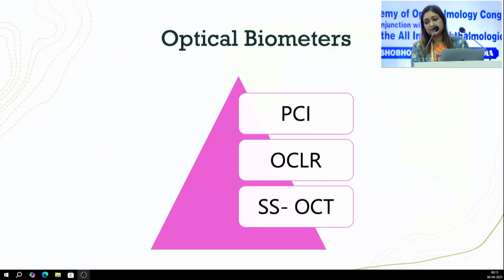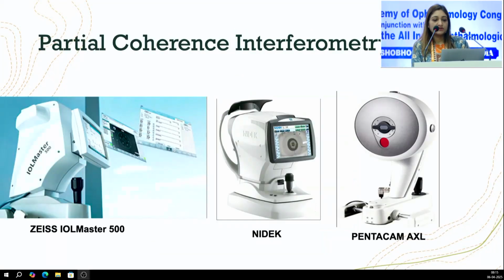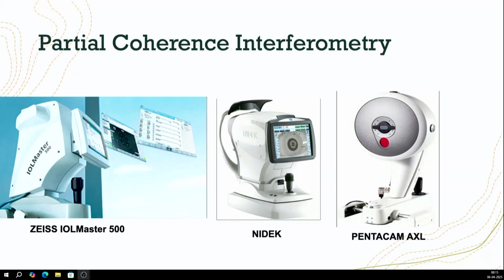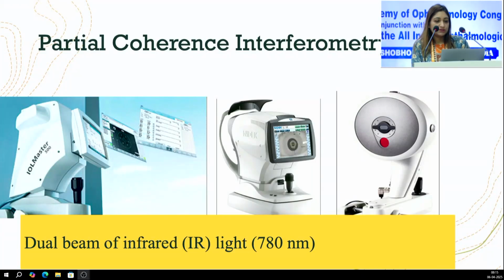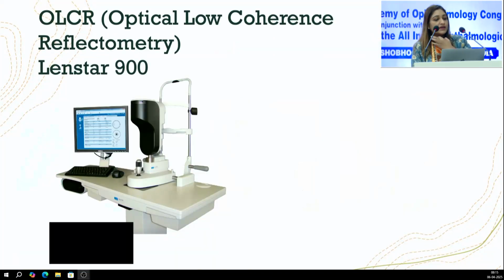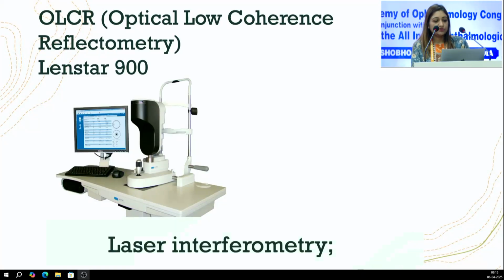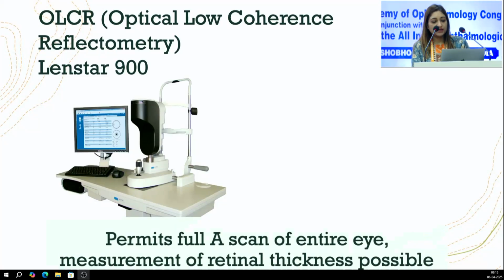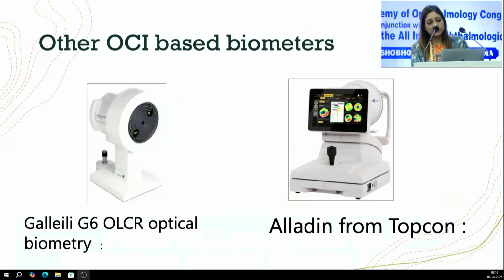So the optical biometers can be divided on the basis of the technology. First one is partial coherence interferometry based biometers. In this, Zeiss IOL Master 500 is the prototype, and it is based on interferometry, and axial length is measured. Then came the OLCR based biometers. So the Lenstar 900, which we also have, is the prototype. It permits a full A scan of the entire eye, including the retinal thickness measurement. The other ones are Galilei and Aladdin.